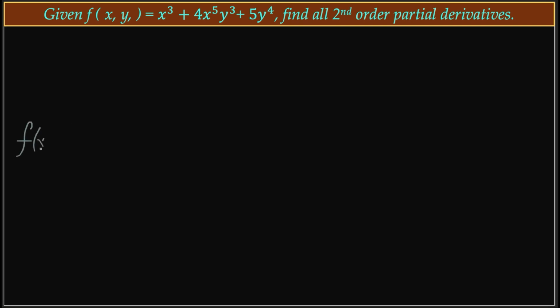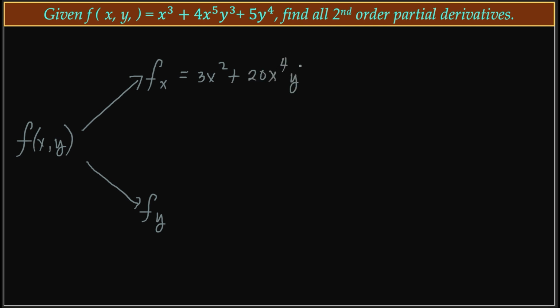So the given function is a function with two independent variables. So we can write here what is the value of f sub x, and here what is the value of f sub y. This is the first order. With respect to x, the answer will be 3x squared plus, holding y cubed as a constant, we will derive 4x to the 5th. That will be 20x raised to the 4th power y cubed.